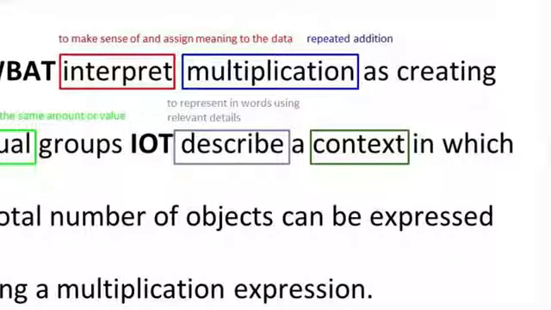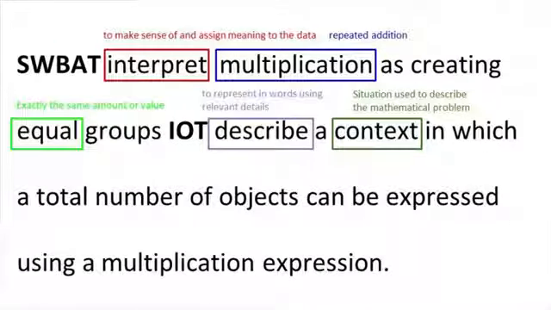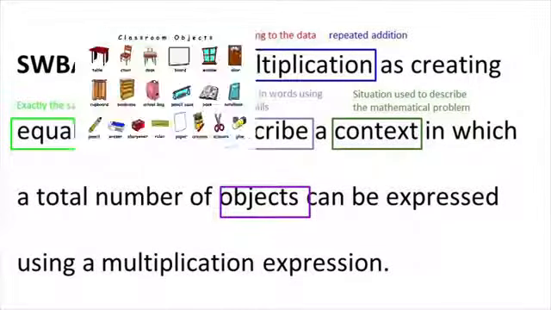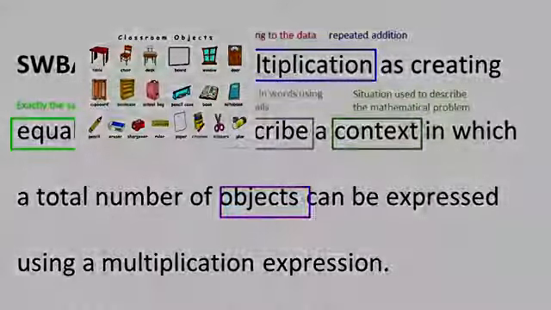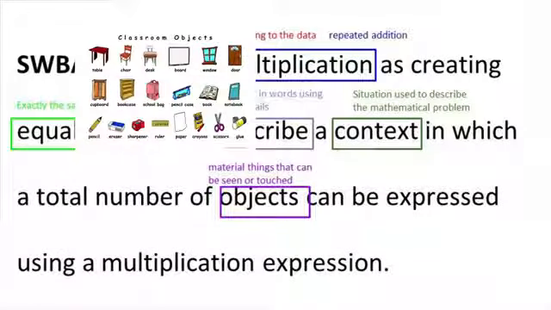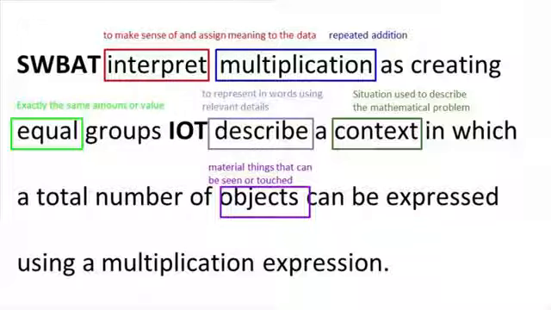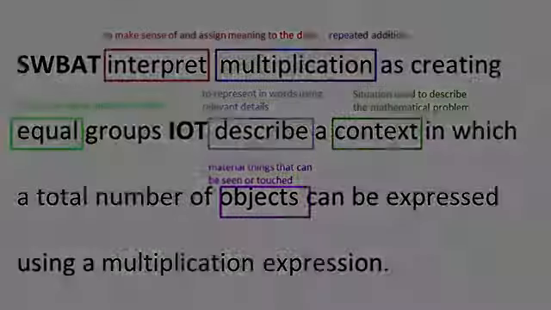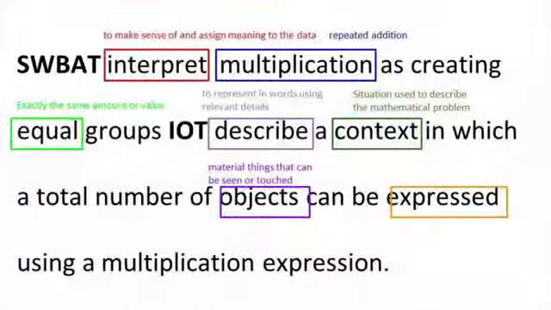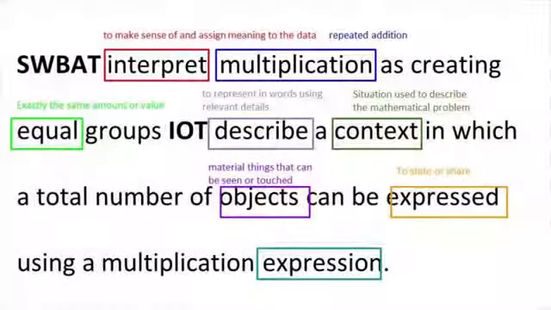Our next word is context. Context is a situation used to describe the mathematical problem. Our next word is objects. Objects are material things that can be seen or touched. Our next word is express. Express is to state or share.